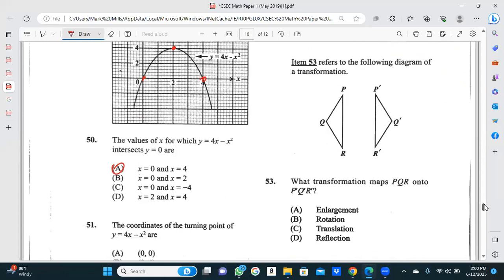Number 53, everybody know. What is 53? Reflection. All right.